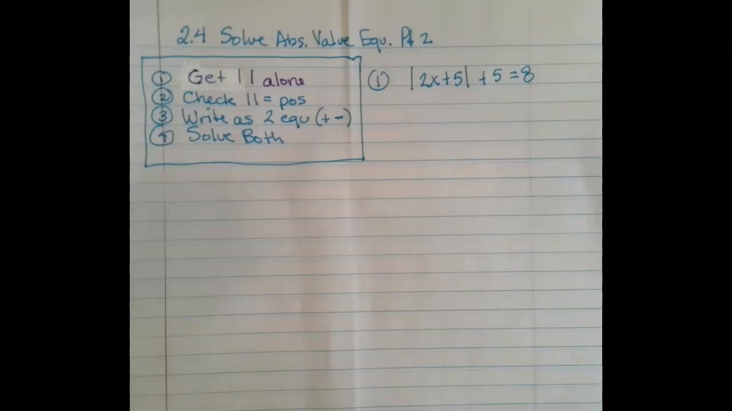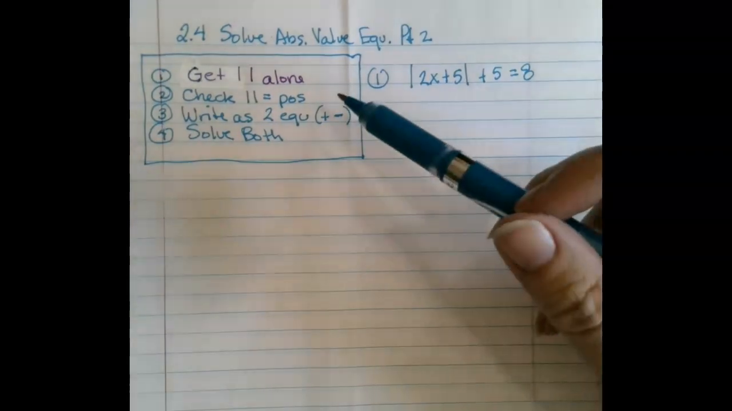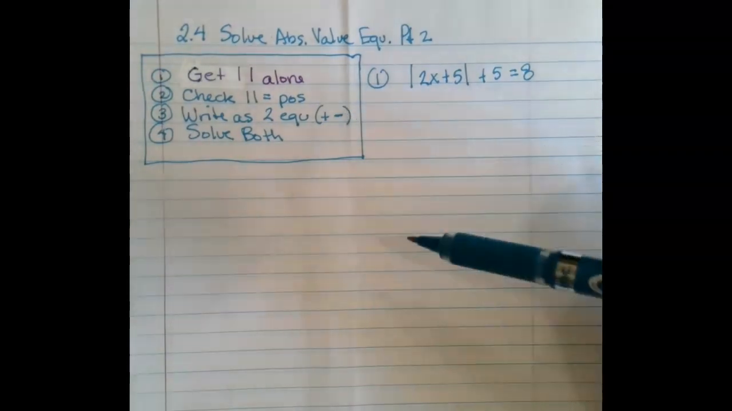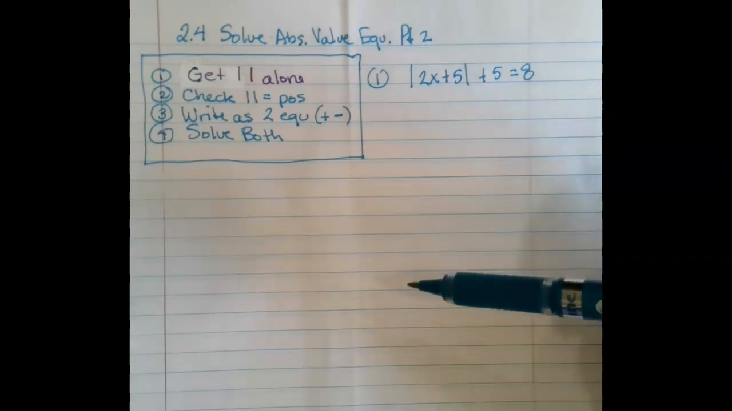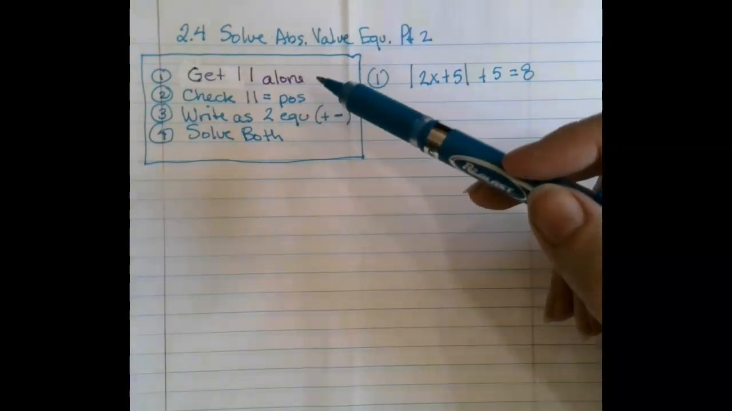Okay, here we are on part 2 of solving absolute value equations. You'll notice that this is almost the same as last time, but I've added a new line at the top. Pause the video and take a minute to copy this down. Alright, so we're going to go through these and I'll show you how we've added this one.